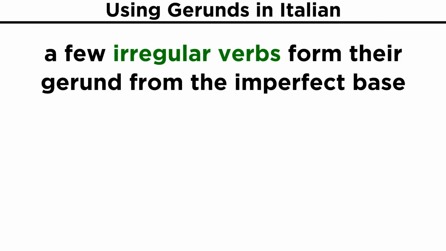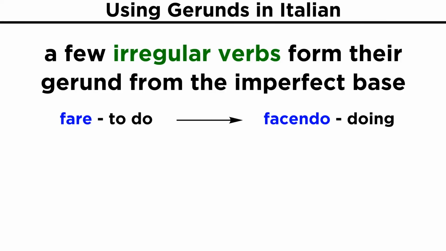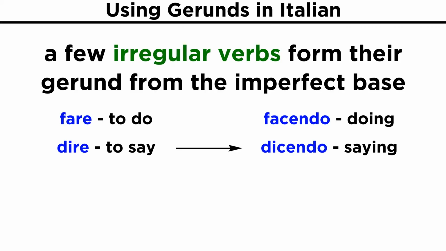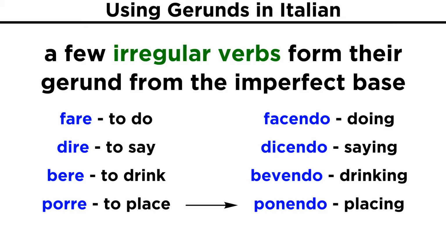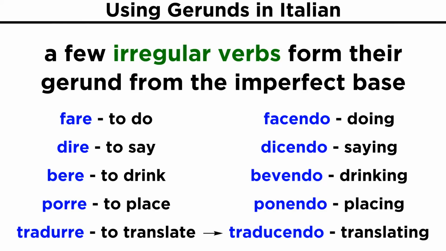A few irregular verbs form their gerund from the imperfect base. Fare, facendo. Dire, dicendo. Bere, bevendo. Porre, ponendo. Tradurre, traducendo. So what does this form mean?